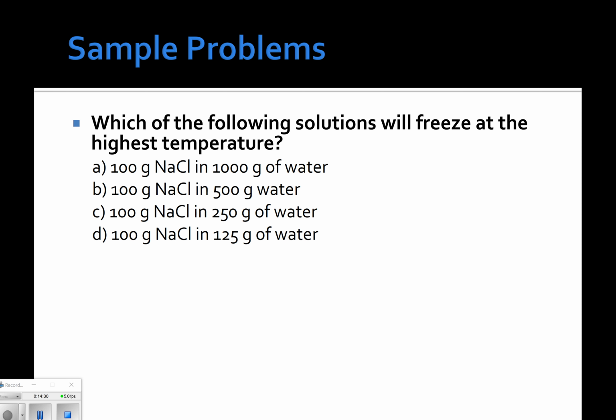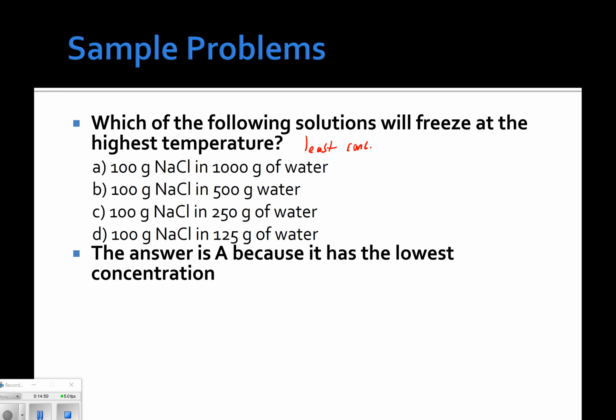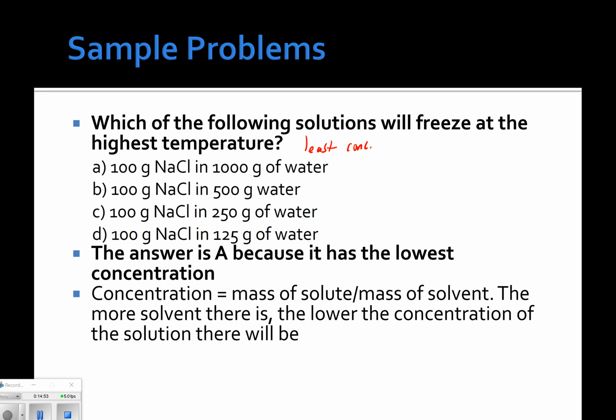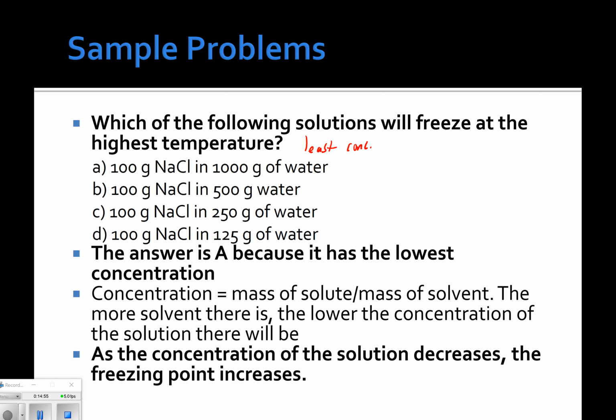Which of these will freeze at the highest temperature? I always think this is worded kind of weird. Highest temperature is going to be closest to the regular freezing point, so we're not going to depress our freezing point. We're going to keep it as close to the normal as possible, which means we're going to want the least concentrated solution, which in this case would be A. The lowest concentration has the least effect on our freezing or boiling point. So as the concentration goes down, the freezing point goes up. Just think of it as putting no solute into the water and just freezing the water by itself.